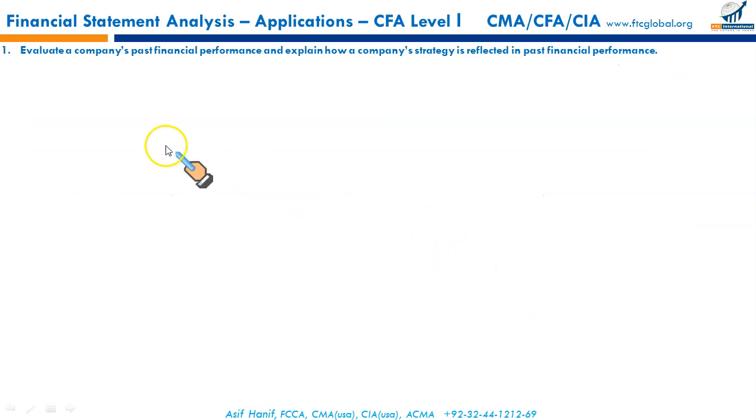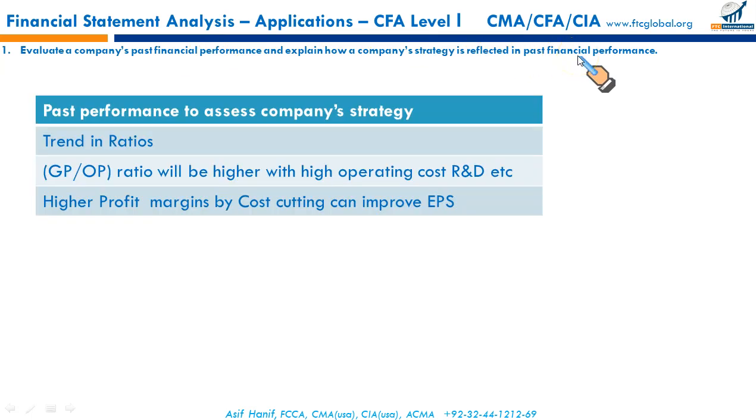First one says, evaluate a company's past financial performance. Of course, we have learned the ratio analysis, using ratio analysis, and explain how a company's strategy is reflected in the past financial performance. Trend in ratios. How the profitability is varying over the period. Gross margins, net margins, liquidities, leverage ratios, solvencies, interest coverage, etc. So this can help us assess the company's strategy.